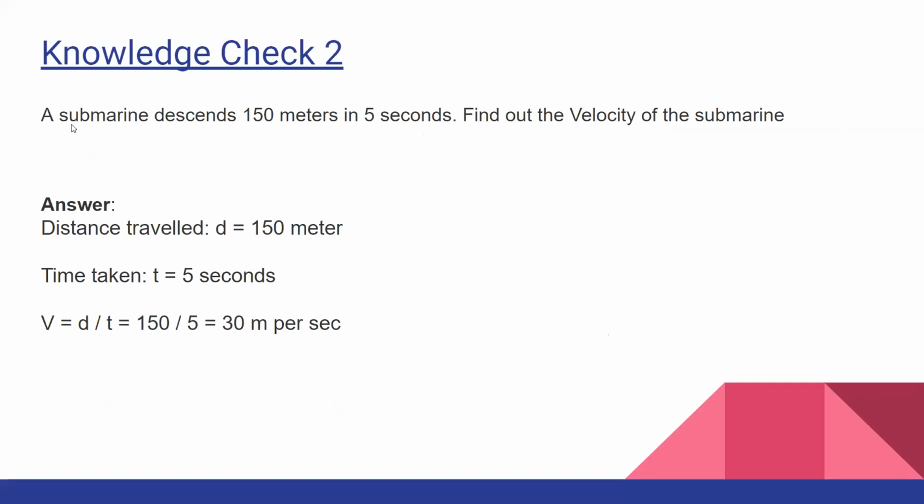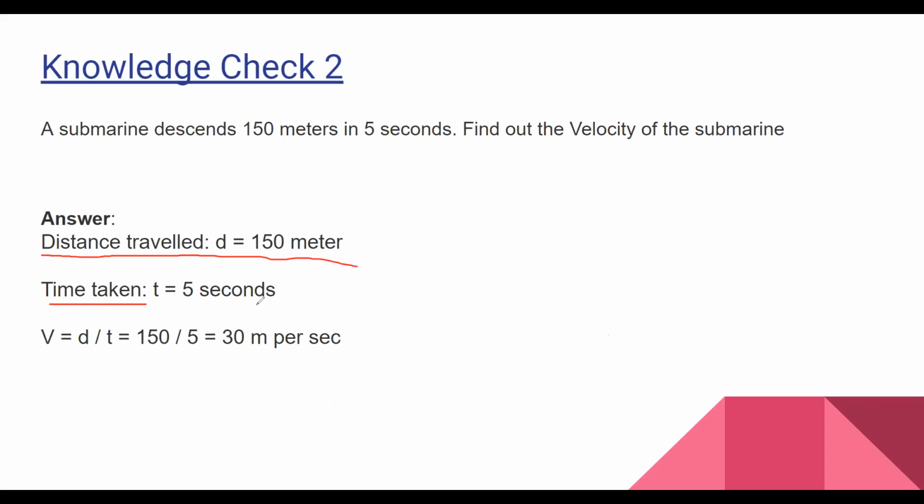Okay, a submarine descends 150 meters in 5 seconds. Find the velocity of the submarine. Then again, you can do the same thing. The distance traveled is 150 meters, and the time taken is 5 seconds. So your velocity is 30 meters per second, down, if you want a direction.